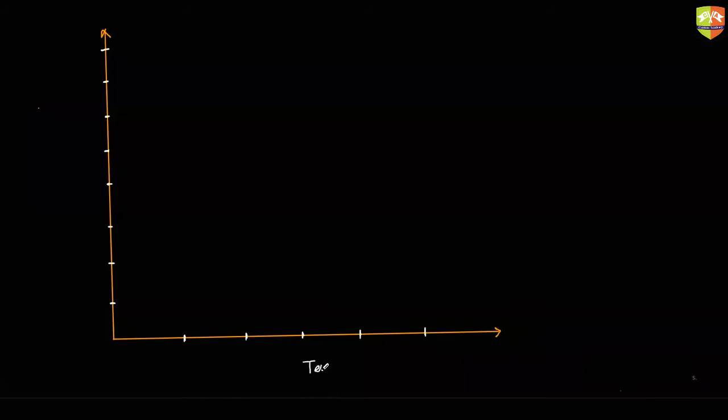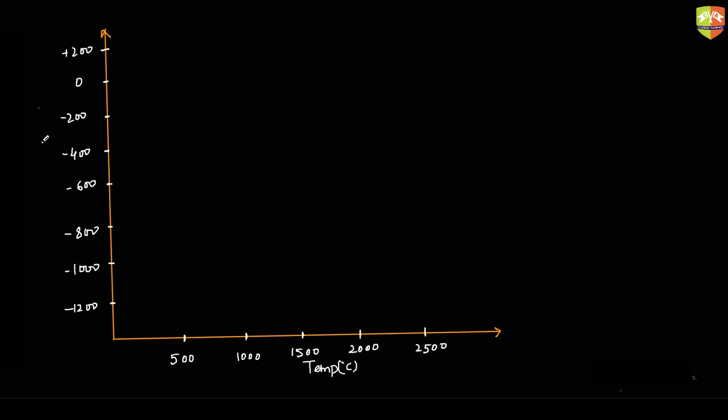On this axis we have temperature in degree Celsius: 500, 1000, 1500, 2000, 2500. This side we have minus 1200, minus 1000, minus 800, minus 600, minus 400, minus 200, 0, plus 200. Delta G naught, the unit is kilojoule per mole. Okay.